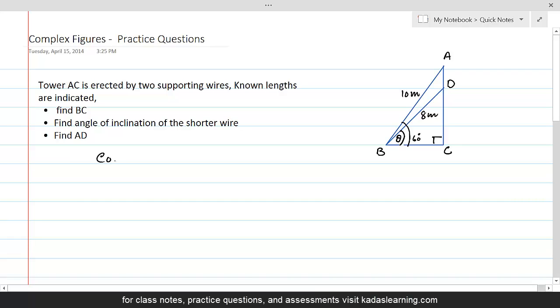Consider triangle ABC. In this triangle, if 60 degree is the angle under consideration, then the side opposite to 60 degree is called opposite, the side opposite to 90 degree is hypotenuse, and the leftover side is adjacent.